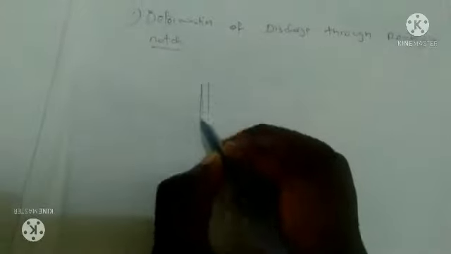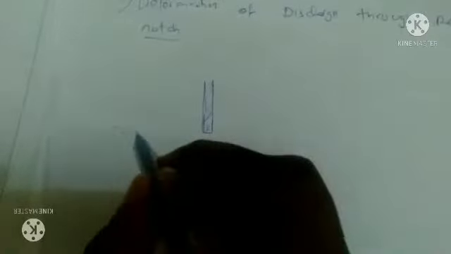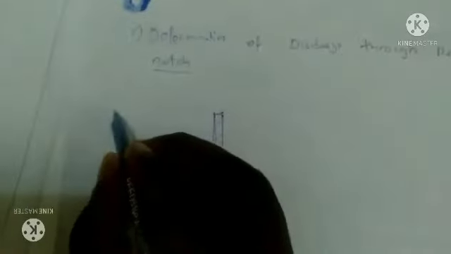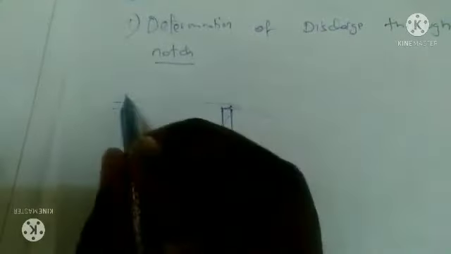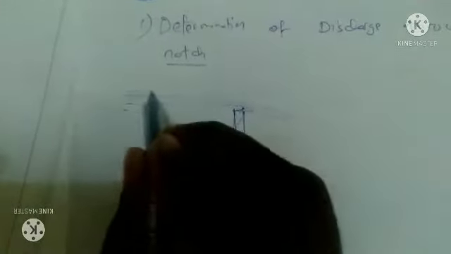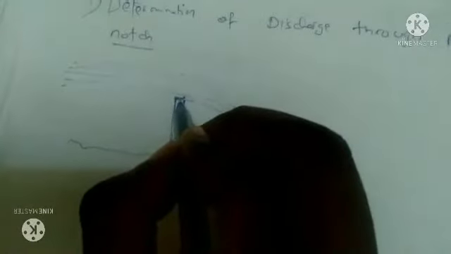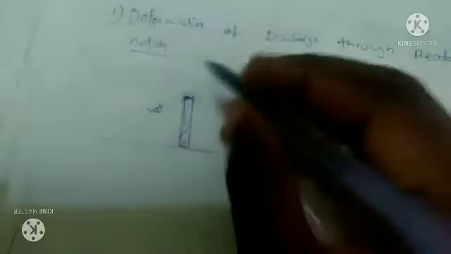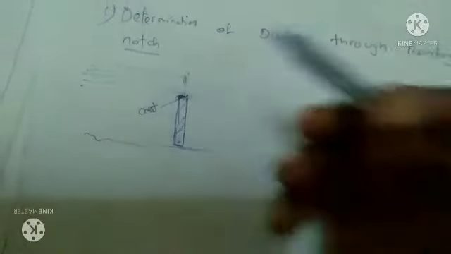This is a sketch. This is a structure. Then this is a channel. The water is flowing in these channels. This one, as I said in the previous video, this is the crest or sill. So the water is passing through the notch, which is rectangular.